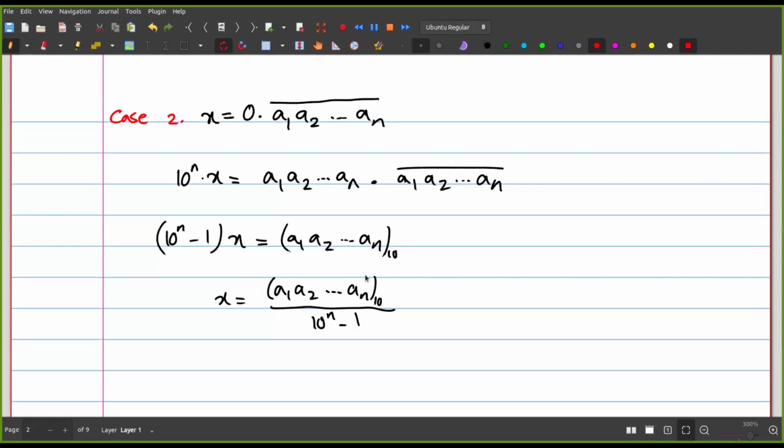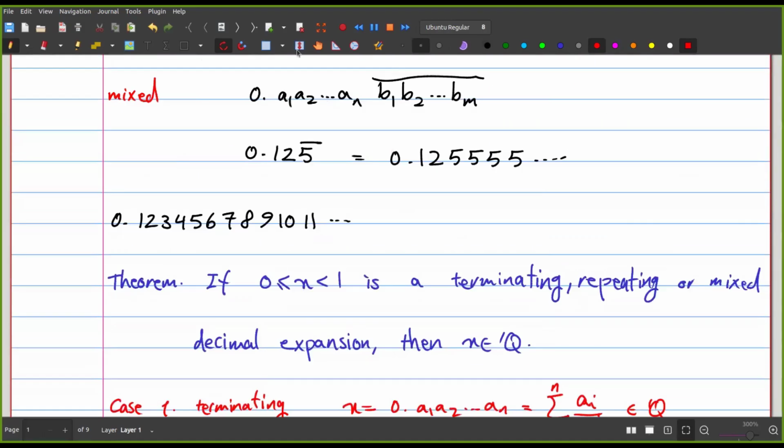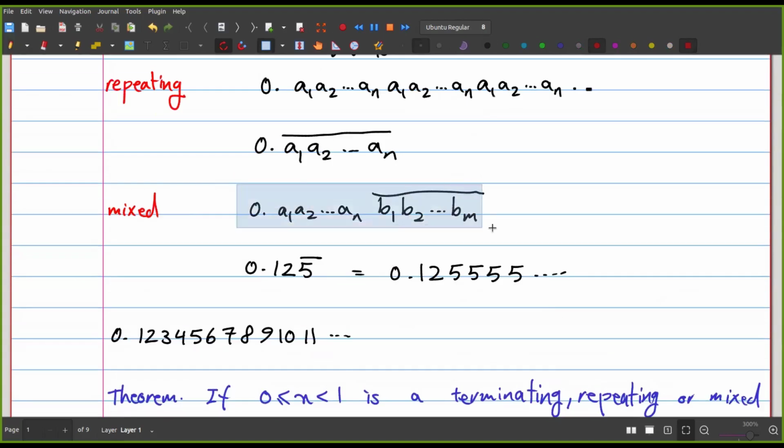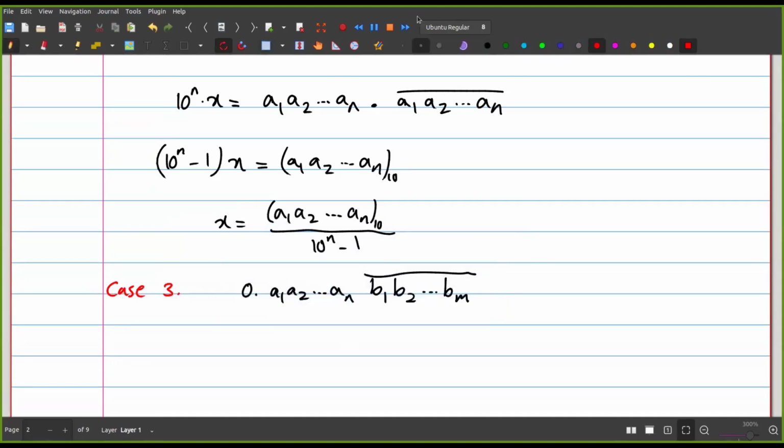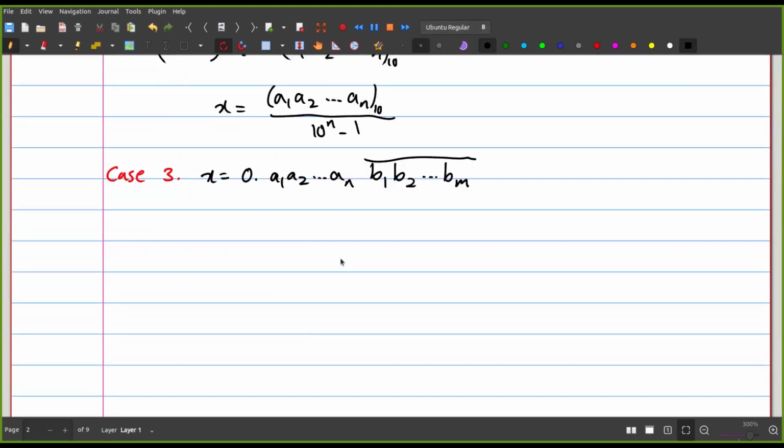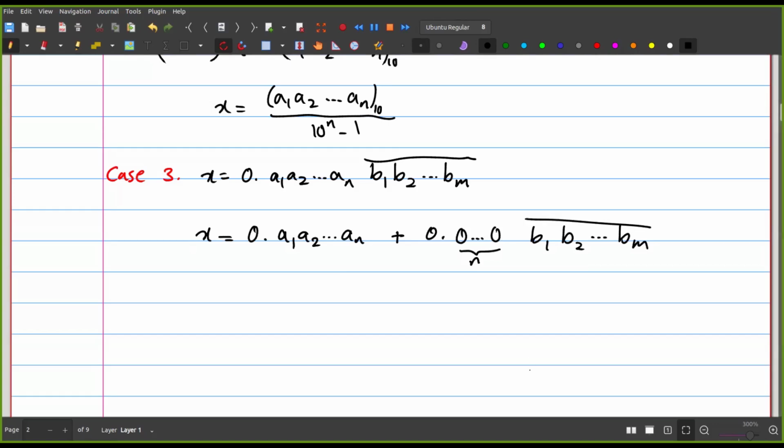Finally, the last case is super easy. Case 3 is when I have a mixture. So let's say I have this one as my x. So x is this. Well, I can write it as two parts, right? So I can write that x is 0.a1, a2 to an plus 0 point and then n zeros, and then b1, b2 to bm. And this part repeats, right?